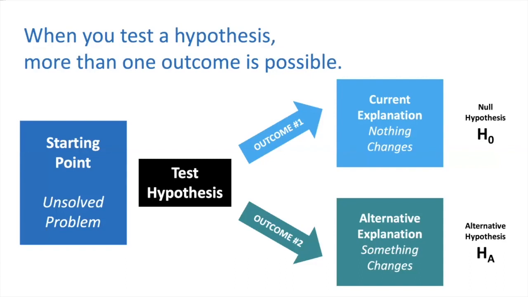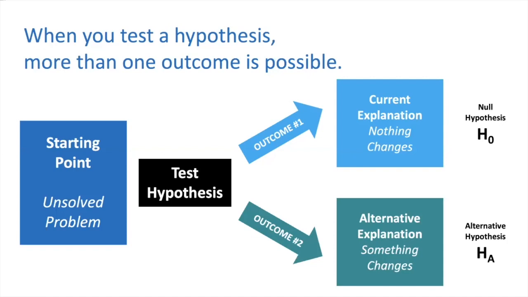So when a scientist or doctor sets up an experiment, he or she likes to account for multiple outcomes of the experimental results. So we have a starting point with an unsolved problem. Then we make a research hypothesis and set up experimental conditions to test your hypothesis. When you set up experimental conditions, there's two possible outcomes that could result of the experimental treatment. Outcome number 1, no effect, or the current explanation is what holds true because nothing changes. This is what we like to call the null hypothesis, or H subscript 0.